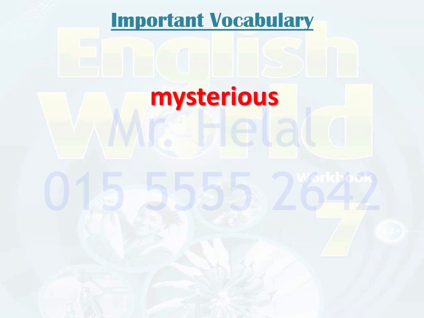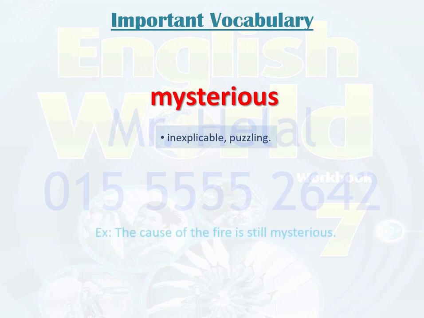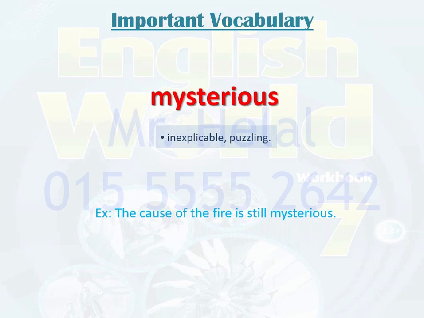Mysterious. Mysterious means inexplicable or puzzling. Mysterious يعني شيء غامض أو لا يمكن تفسيره. Example: The cause of the fire is still mysterious. سبب الحريقة لا يزال غامض.